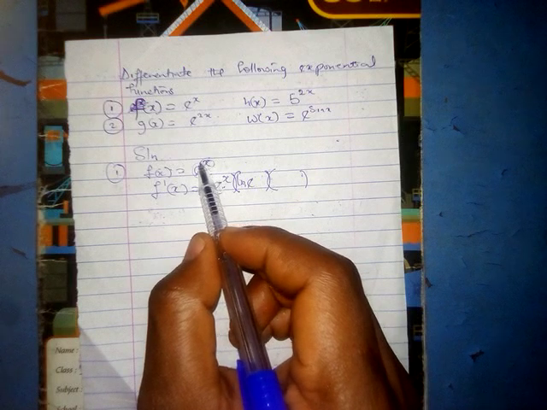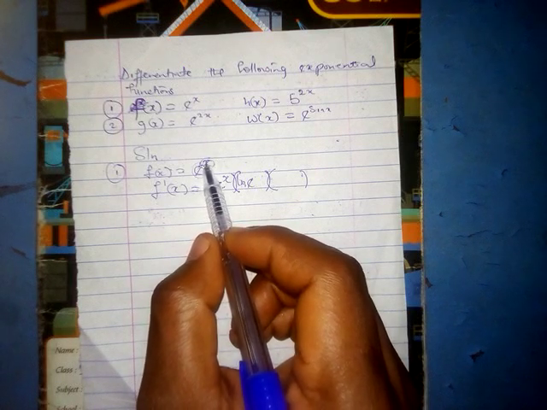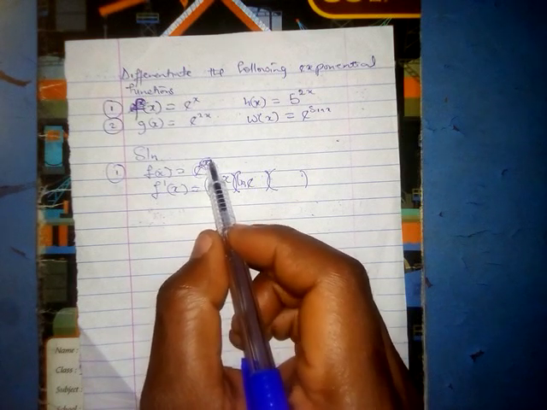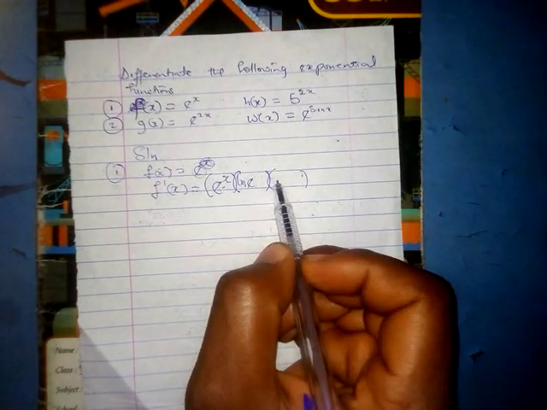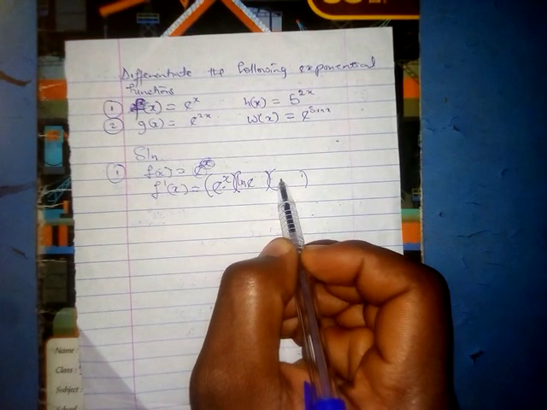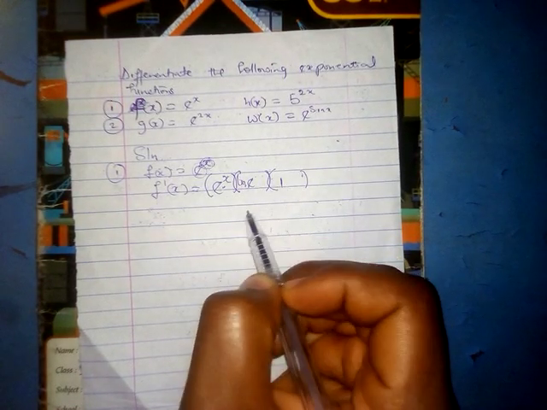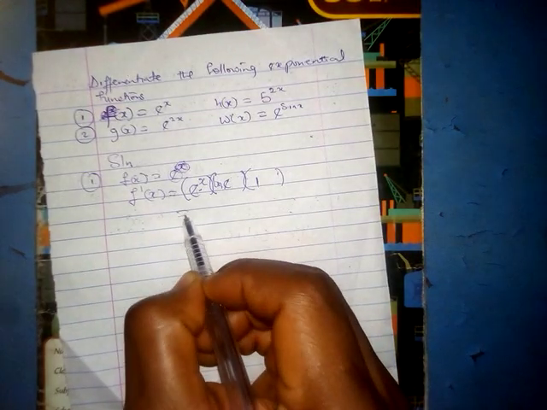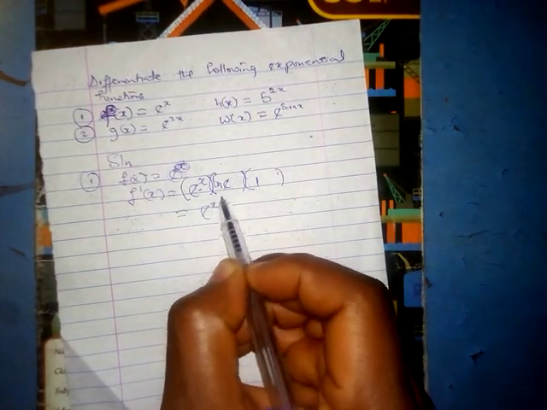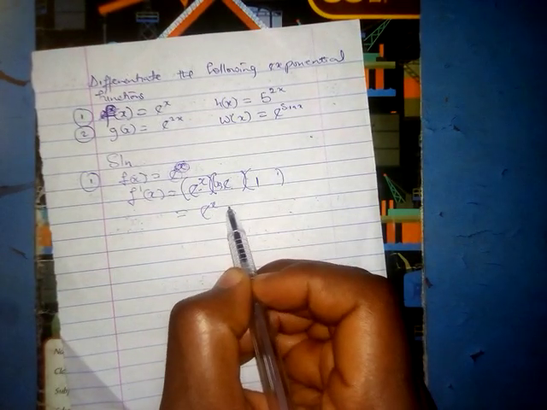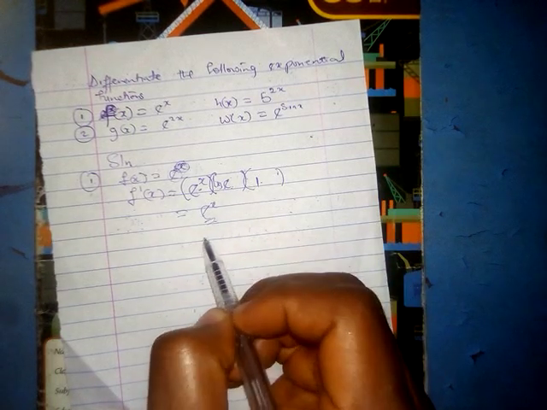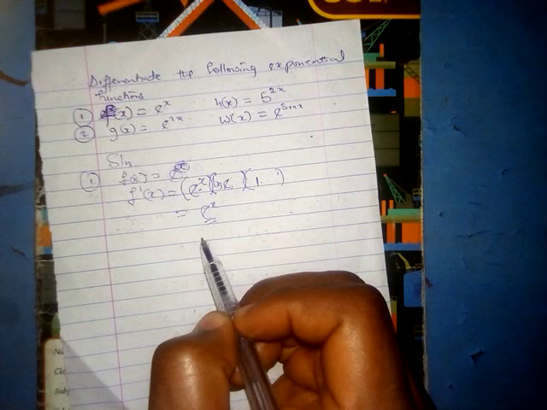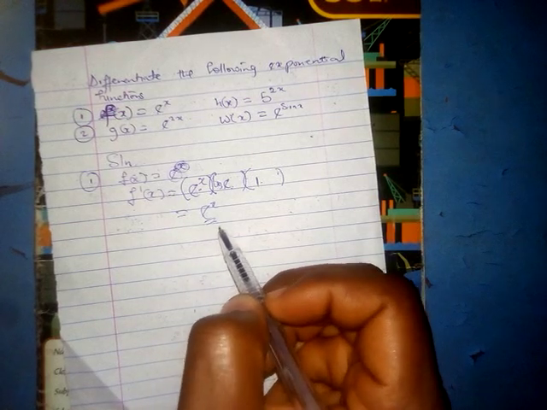The power here is the variable, a function of x, so you differentiate the power. When you differentiate x, you have 1. So our final answer is e to the x times ln e times 1. Now ln e is 1, and 1 times 1 is already 1, so f prime of x is e to the x. That's how we differentiate this.